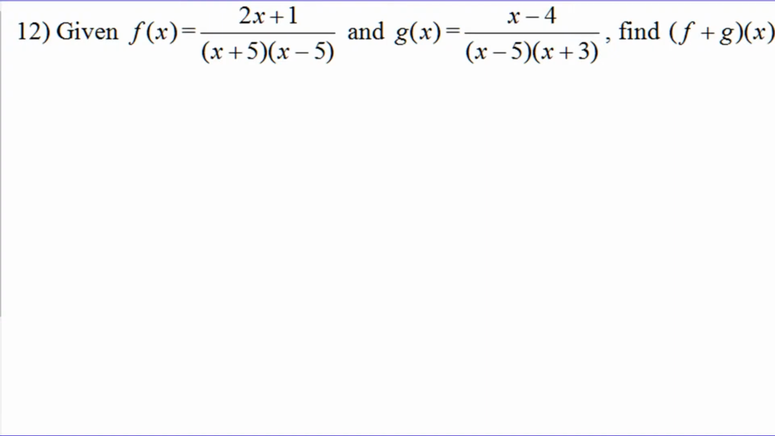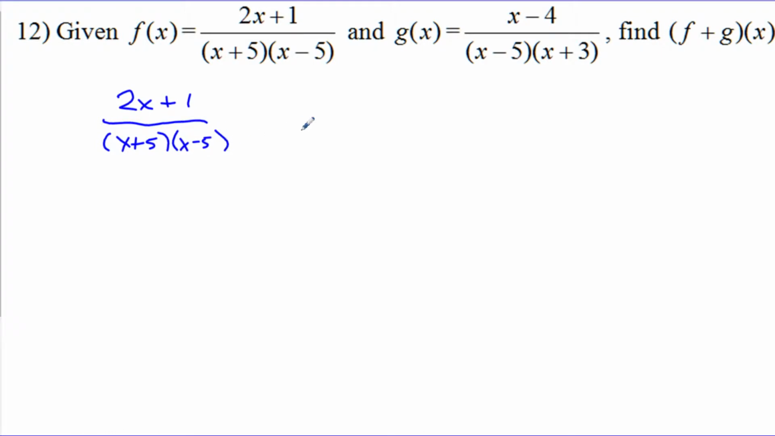Number 12 on page 3, we are being asked to do f plus g of x. So remember, this notation just is asking us to add together the f function and the g function. So let's just write that in polynomial form with the plus in between them. 2x plus 1 over x plus 5 and x minus 5.